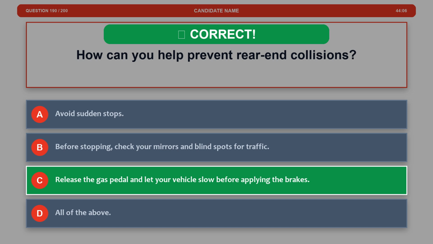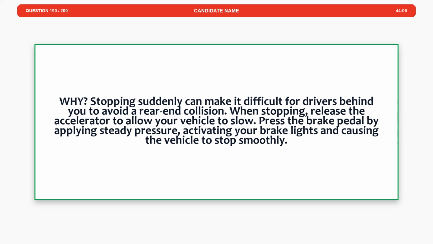The correct answer is option C. Release the gas pedal and let your vehicle slow before applying the brakes. Explanation. Stopping suddenly can make it difficult for drivers behind you to avoid a rear-end collision. When stopping, release the accelerator to allow your vehicle to slow. Press the brake pedal by applying steady pressure, activating your brake lights and causing the vehicle to stop smoothly.